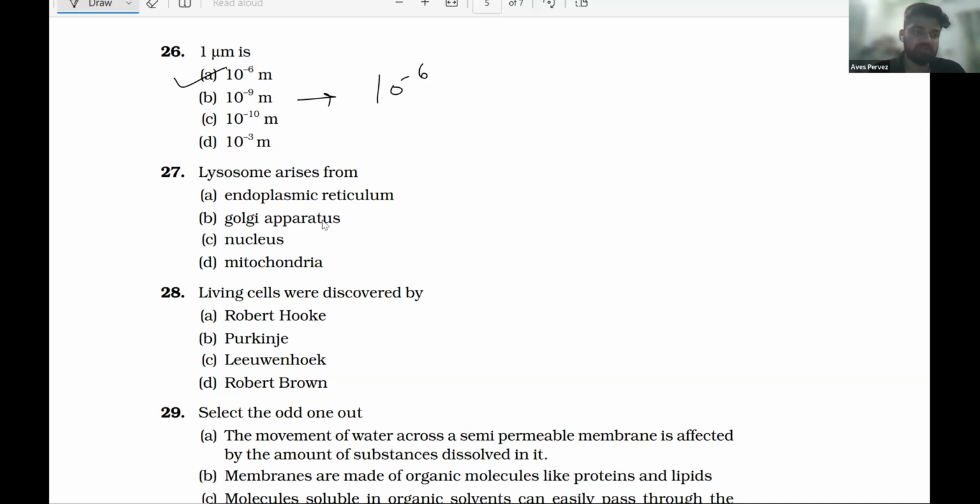Lysosomes arise from the Golgi apparatus. Check in your copy. I wrote it when we were studying Golgi bodies, that Golgi bodies help in the production of lysosomes. Got it? Yes, sir. Please note this question also: lysosomes arise from Golgi bodies.